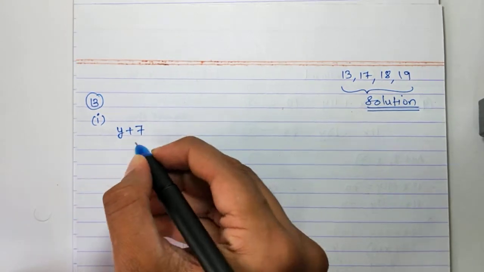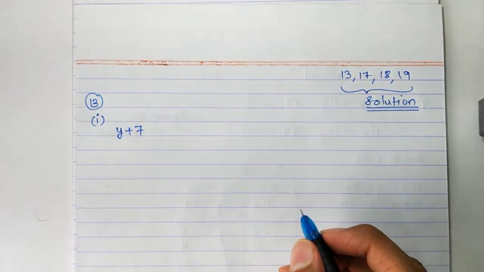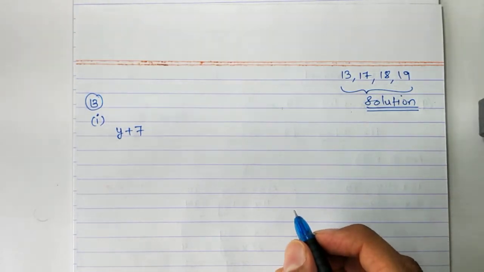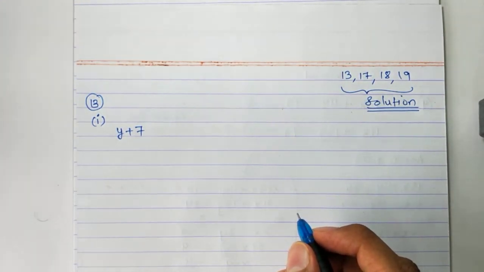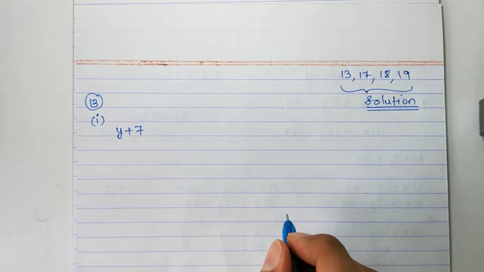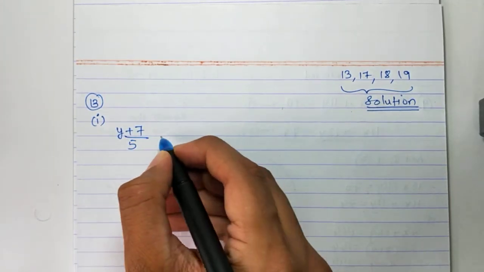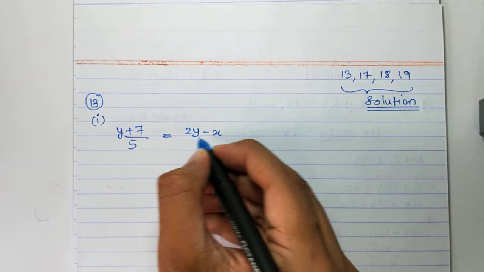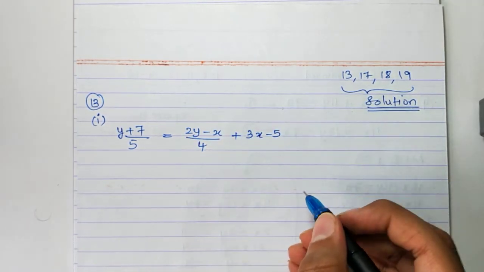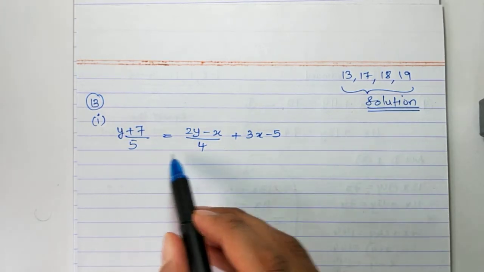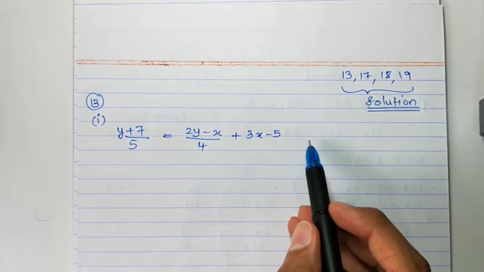So I have y plus 7 upon 5 equals 2y minus x upon 4 plus 3x minus 5. Can you see? They have given the equation in a complex form. So first we have to simplify it.